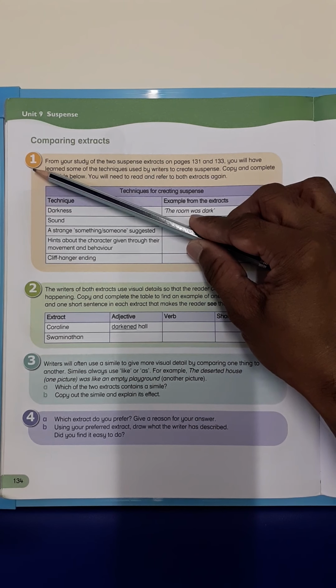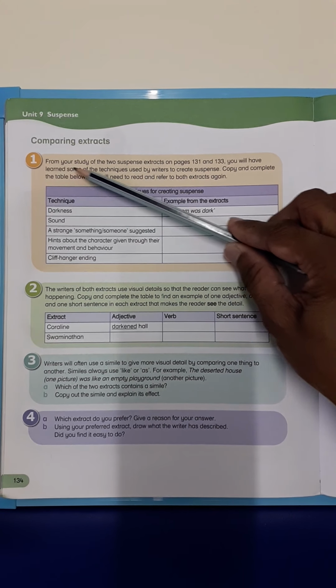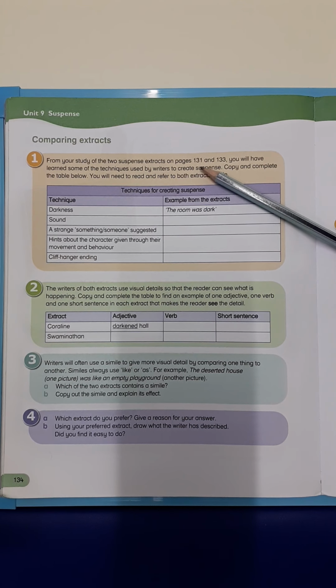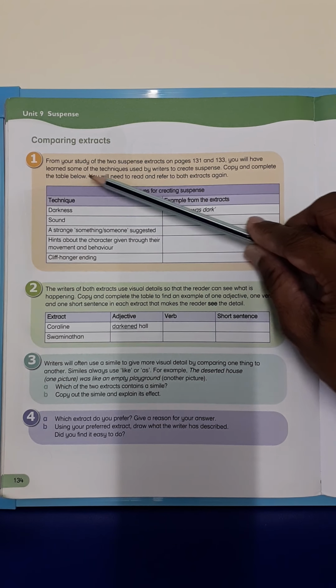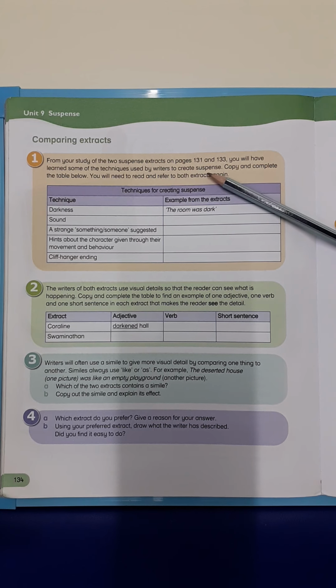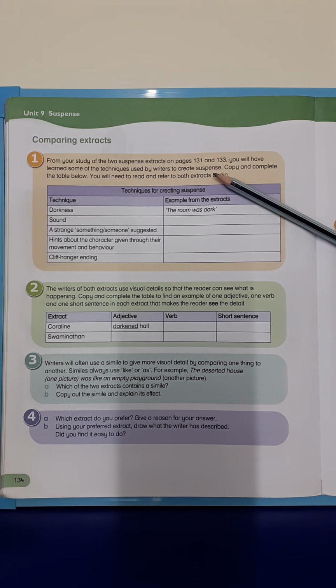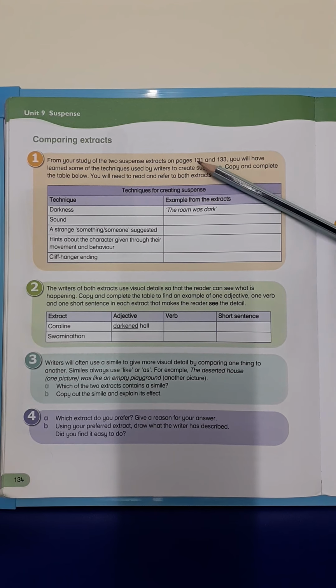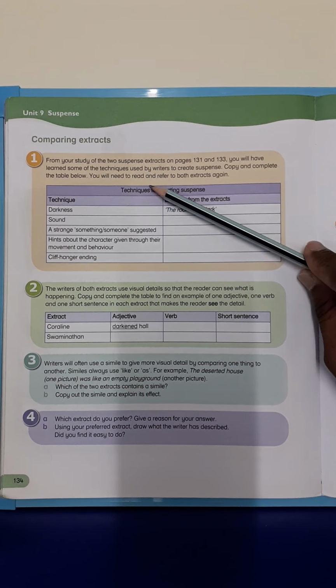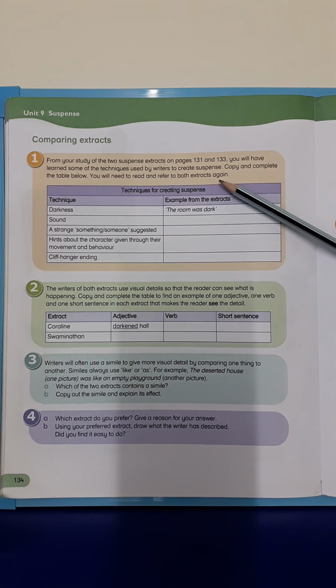Question 1. From your study of the two suspense extracts on pages 131 and 133, you will have learned some of the techniques used by writers to create suspense. Last week, we looked at the two texts on pages 131 and 133. Now, copy and complete the table below. You will need to read and refer to both extracts again.